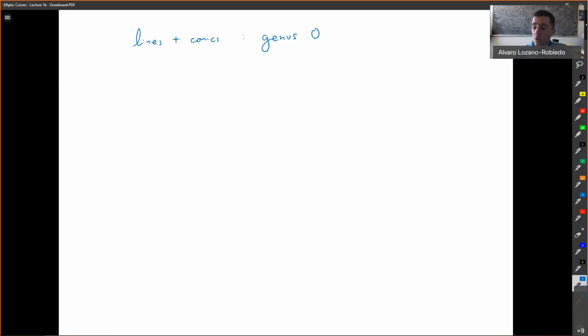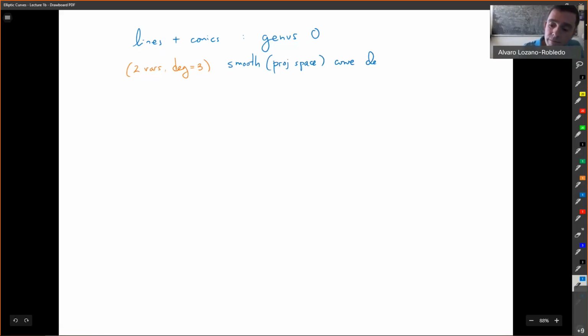Okay, so when we go up a level of difficulty, when we go to 2 variables and degree 3, it turns out that if you have a smooth curve in the projective space that is of degree 3, then this is going to be of genus 1.